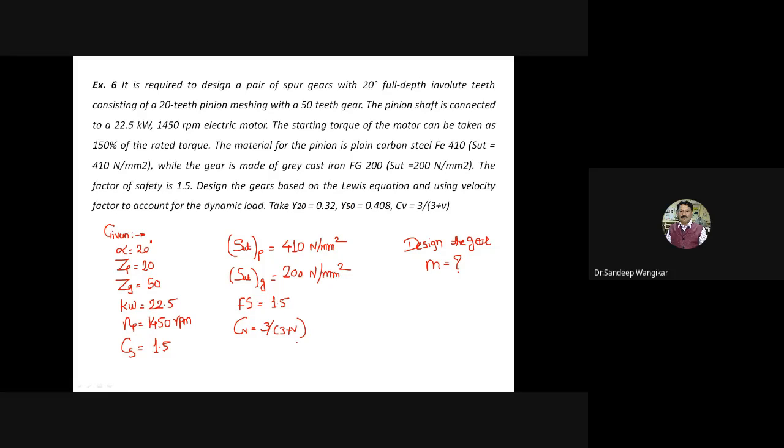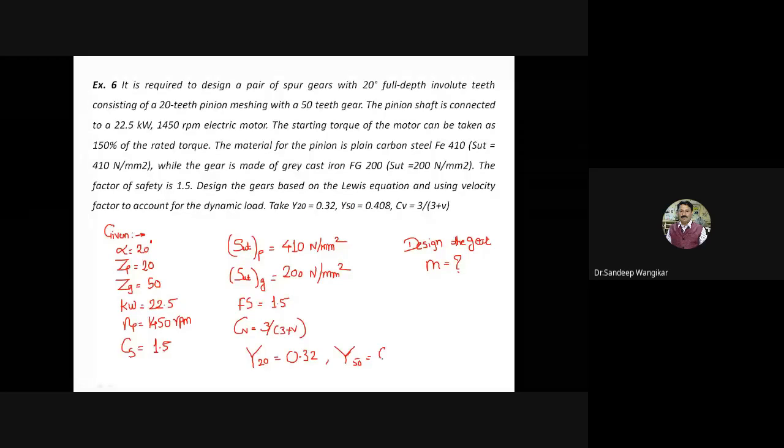In addition to this, the Y value is given. Lewis form factor Y for 20 number of teeth is equal to 0.32 and Y for 50 number of teeth is equal to 0.408. We have discussed up till now different numericals in which the material is the same, therefore only one SUT value is there.